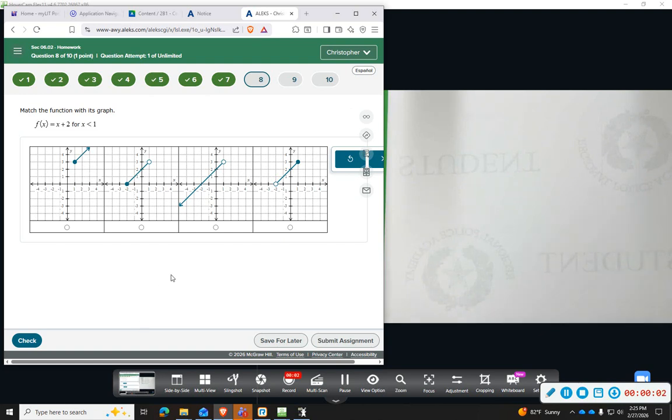All right, number 8, we want to match the function with its graph, and we are given f of x is x plus 2, and this works when x is less than 1. Okay, so less than tells me open circle. So I can choose between B or C, the two in the middle. I would not use this one because it has two closures on the front and the back end, and this one only has one closure on one side.